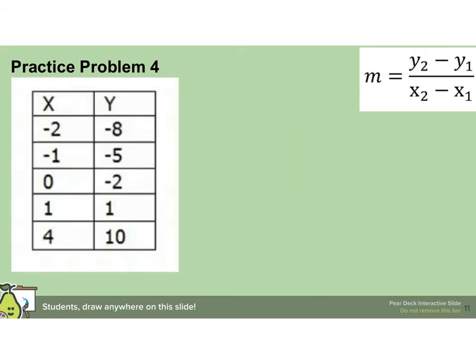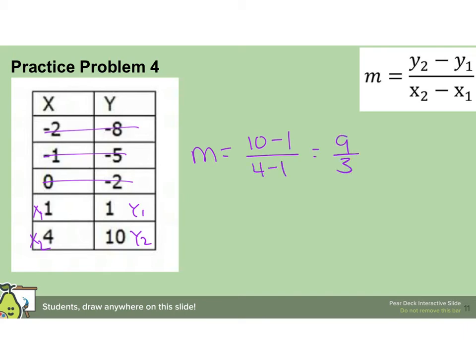Number 4, again, I'm going to avoid the integers. So I'm going to use x1, y1, x2, y2, plug it into the formula, 10 minus 1 over 4 minus 1, 9 over 3. I can't leave it like that. I can reduce that down to 3 over 1, or just 3. So my rate of change is 3. That's it. That's all there is to finding slope.